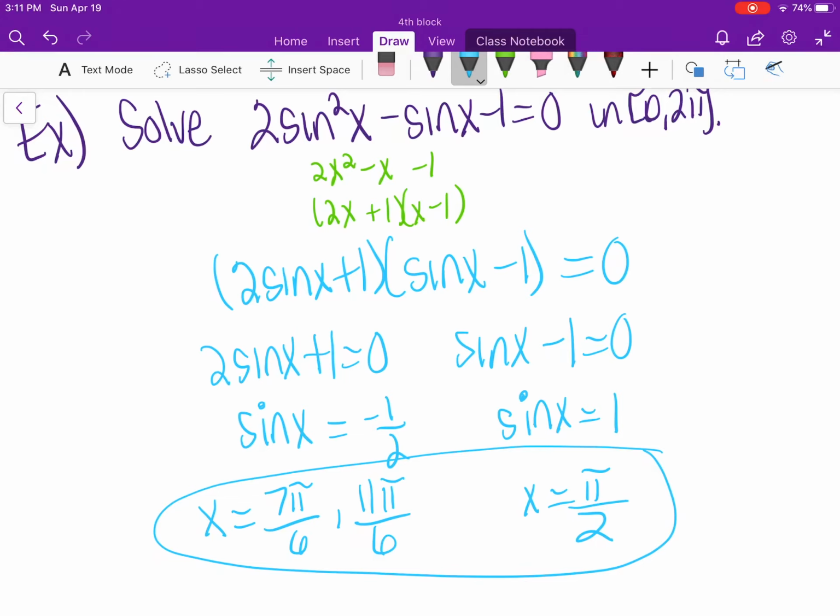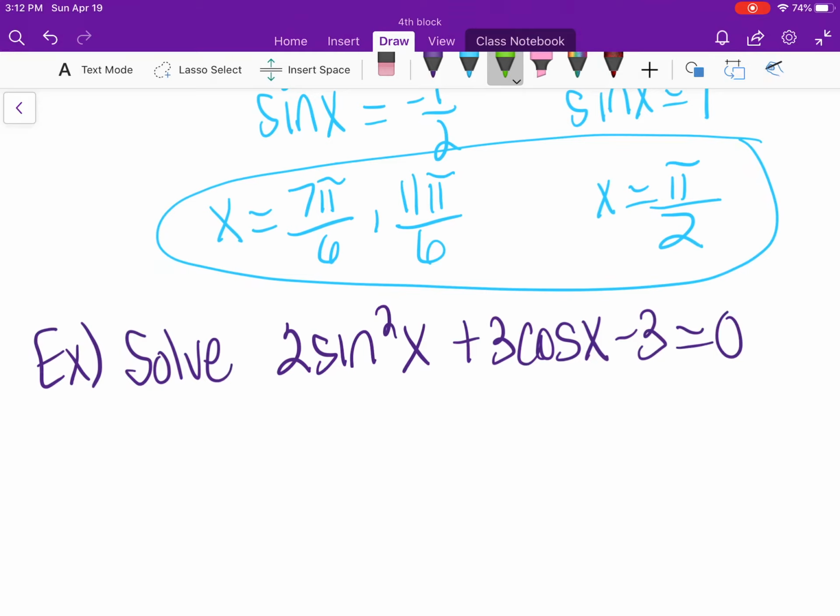Now this looks a lot like the last example. However, once I look at things a little closer, the difference is this one is in terms of both sine and cosine. Our last example was a trinomial, but it had the same trig function instead of two different ones. So what I need to do is rewrite this all in terms of one trig function. Okay, so think back to your identities for this.